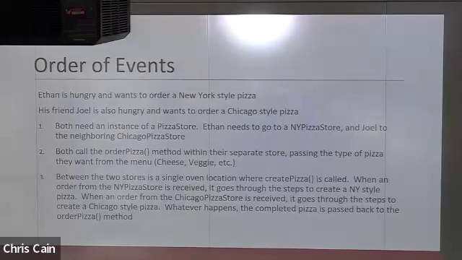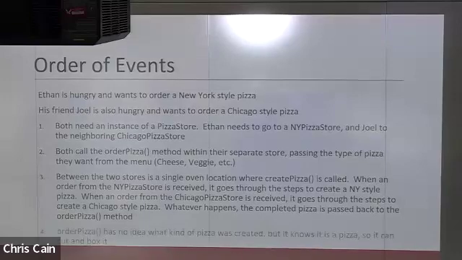Last piece for this, you can think of there being a single place where these get baked. When an order from the New York pizza store is received, it goes through the steps to create a New York style pizza. When an order from the Chicago pizza store is received, it goes through the steps to create a Chicago style pizza. The completed pizza is passed back via the order pizza method back to the appropriate store. And the order pizza method, again, doesn't need to know where that is. They just go back to the oven to get the thing, the ticket that they handed in. Order pizza has no idea what kind of pizza was created. It just knows it's a pizza. All pizzas are cut and boxed the same way, so it knows how to do that.